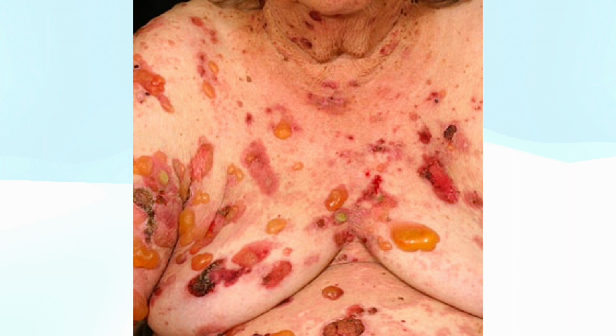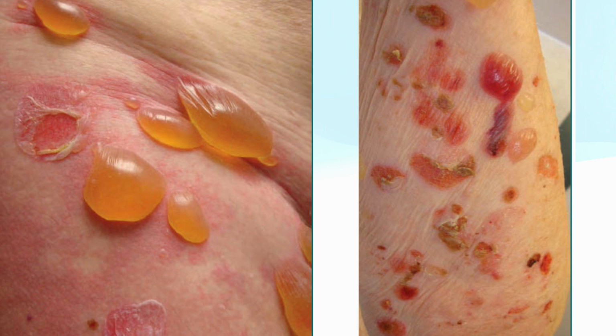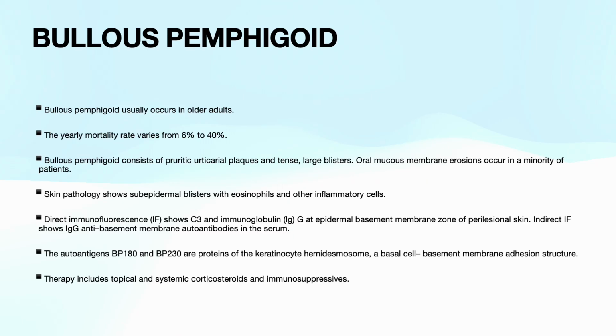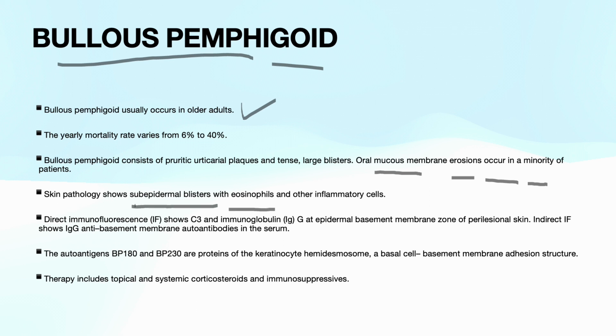Very clean diagnosis. Bullous lesion, fluid-filled blisters. It's bullous pemphigoid. Some points about bullous pemphigoid you should know. It occurs in older adults. Mortality rate is 6 to 40%, that you need not know. In pemphigoid, oral mucous membrane erosions can occur in only a minority of patients, but in pemphigus vulgaris you can find it more. The pathology of pemphigoid and pemphigus vulgaris is a very, very favorite for MRCP examiners. See here, subepidermal blisters with eosinophils and inflammatory cells.